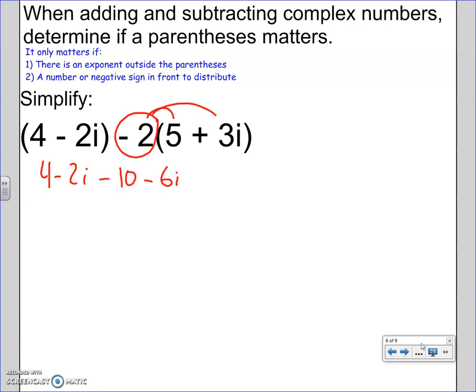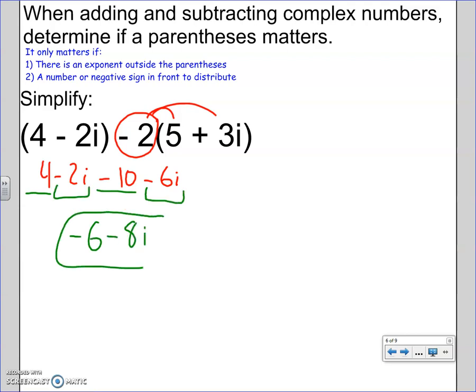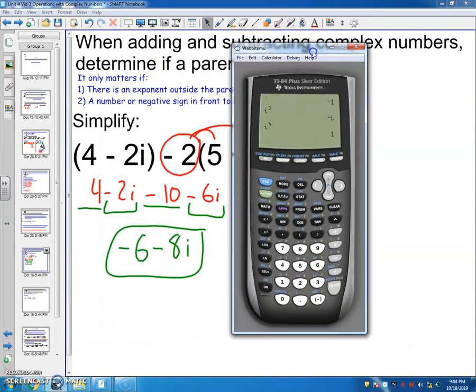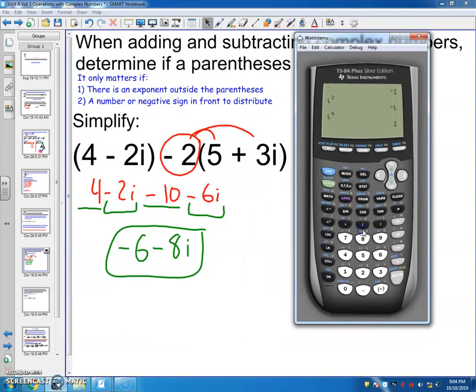I combine terms, but remember i has to go last. I want the real part first. So 4 minus 10 gives me negative 6. Then negative 2i minus 6i makes negative 8i. And that's good. That's our answer. The real part is negative 6. The imaginary part is negative 8i. Good thing is the calculator can do this, although you won't get it for the test for this part.